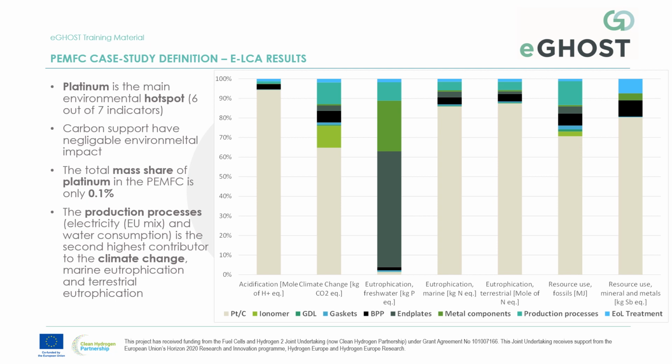The production processes which include electricity used in the manufacturing phase and the water consumption are the second highest contribution to the climate change, and also marine eutrophication and terrestrial eutrophication. This would probably change if we use different source of the electricity. Here the European mix was used, but if you use like some green mix, like electricity just from the renewables, at least for the climate change, the values would be lower. So just to keep that in mind.